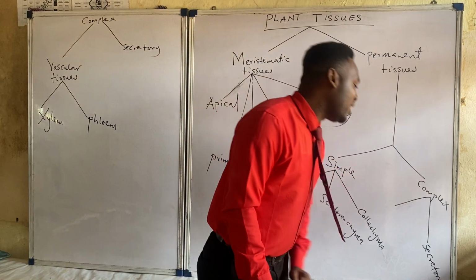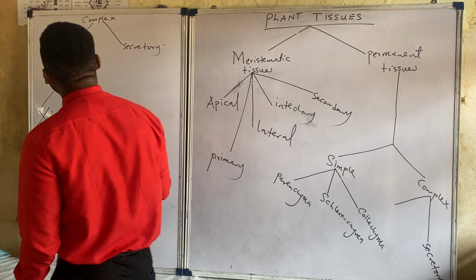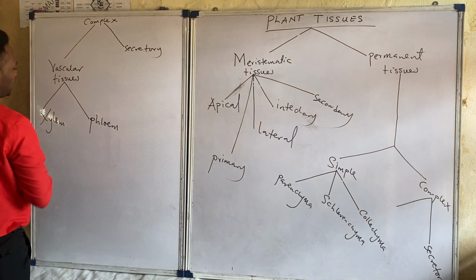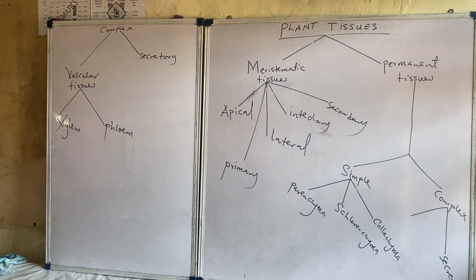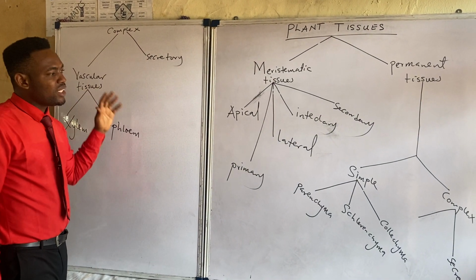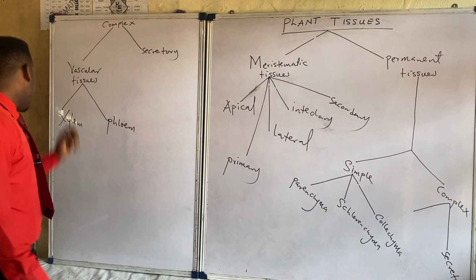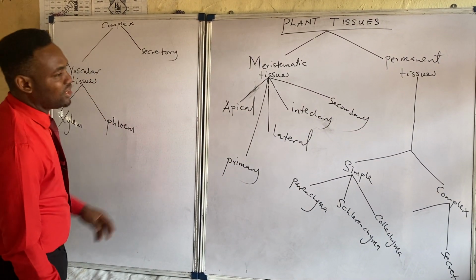So we said under the simple we have the parenchyma, sclerenchyma, and collenchyma, while under the complex we have what? The secretory tissues and the vascular tissues. Now, it is time to explain. I will start from this complex, then I will explain it down to other tissues, starting with these secretory tissues.